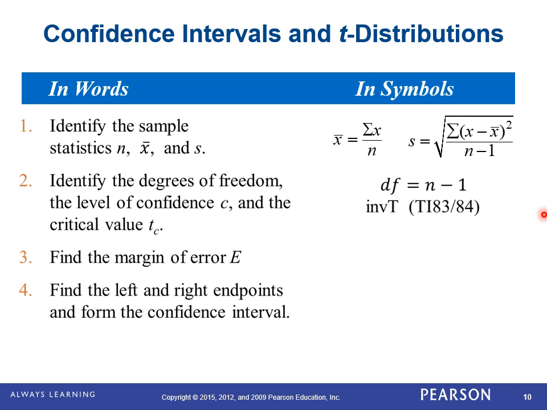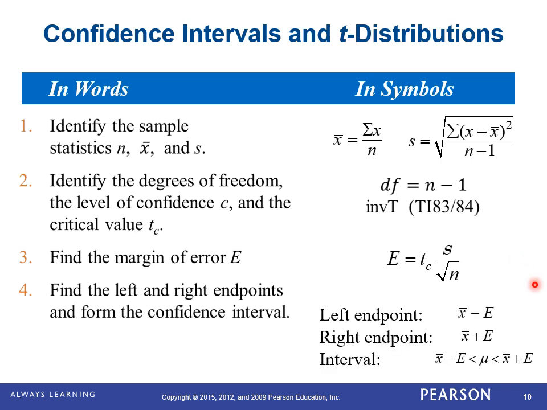Then we're going to identify the degrees of freedom. That's just the number in your sample minus 1. And then to find the confidence c and the critical values, we're going to use our inverse t. Then find the margin of error. We're going to plug our numbers in here to find the margin of error. And then remember, to find our right and left endpoints, we just take x bar minus E, x bar plus E. That's just taking the mean and then writing it as our confidence interval.